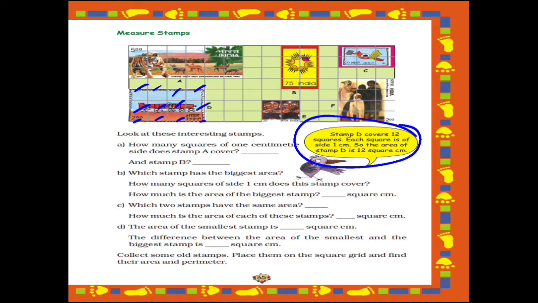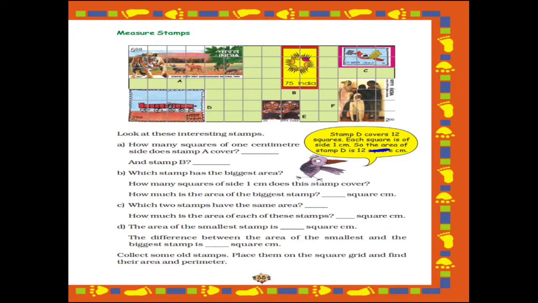So what is written ahead? The square is of side 1 centimeter. We measured in our previous class that the side of the square was 1 centimeter, right? So the area of stamp D is 12 square centimeter. Now the question is, what is area?